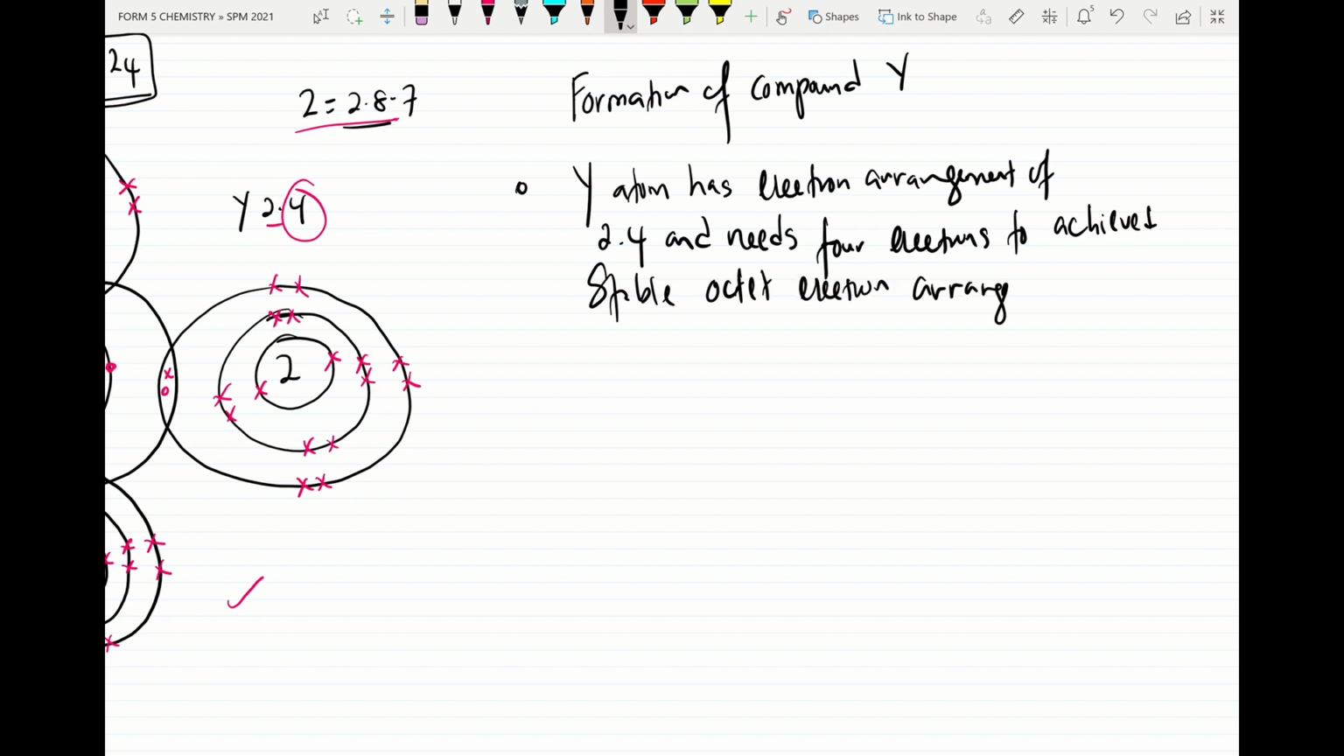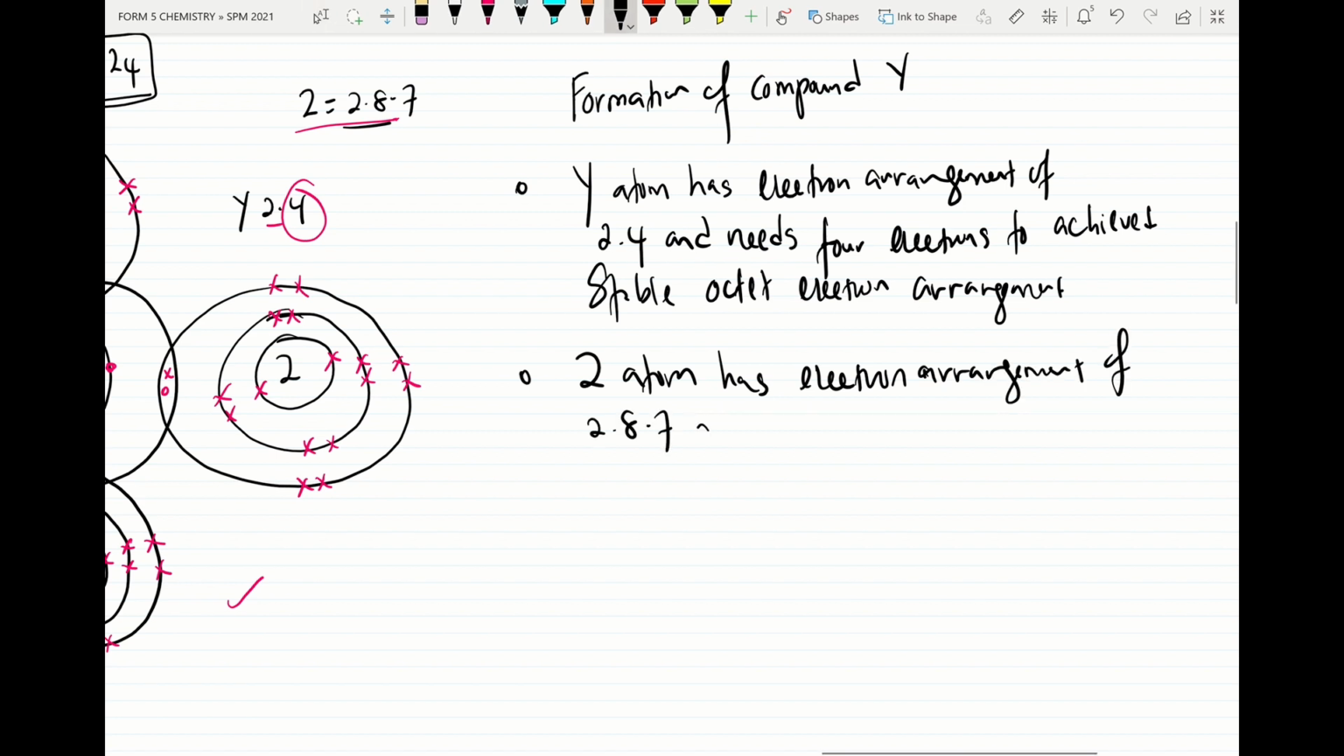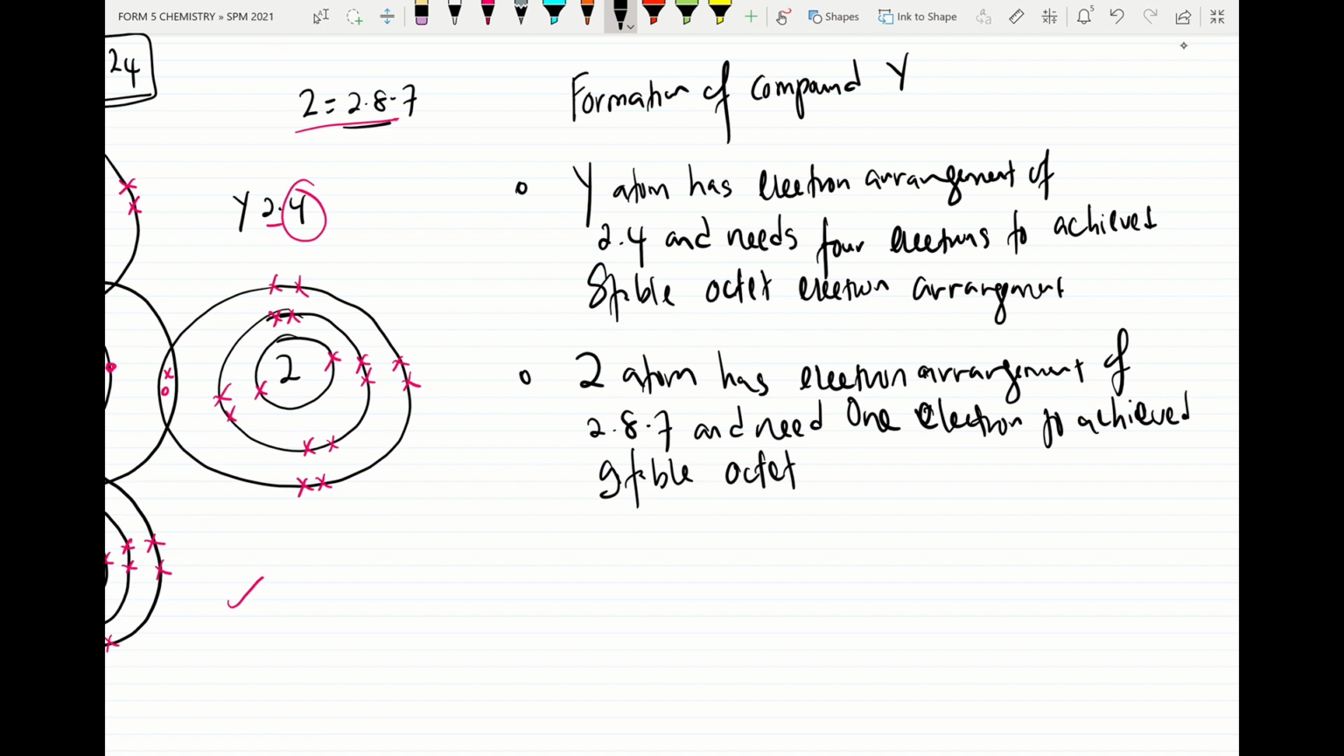Now we move on to the Z atom. So I put here Z atom has an electron arrangement of 2.8.7 and it needs one electron to achieve stable octet electron arrangement.